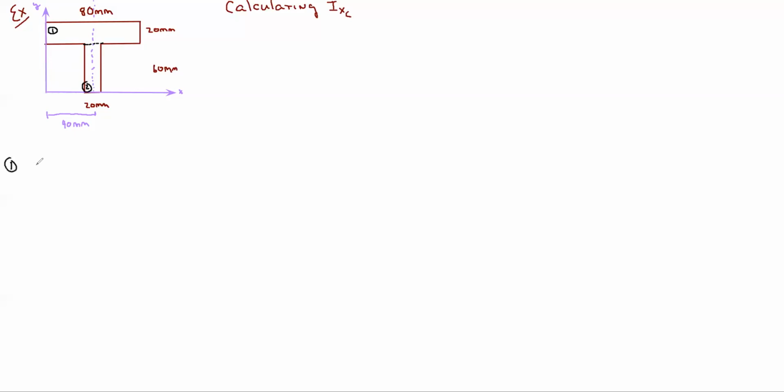So area 1 is equal to length times width. Probably seen this in a couple videos already. That's 80 millimeters times 20 millimeters. 80 times 20 is 1600, and so that's millimeters squared. Area of rectangle 2, also equal to length times width. Also fairly simple, 20 millimeters times 60 millimeters. 20 times 60 is 1200 millimeters squared.